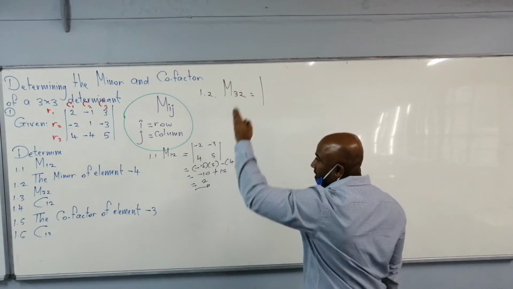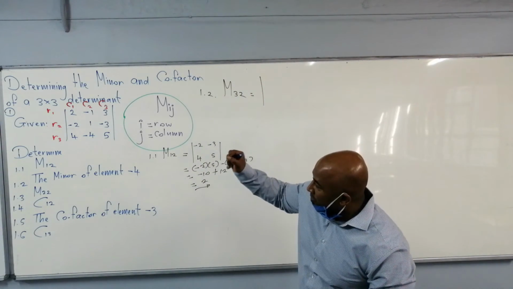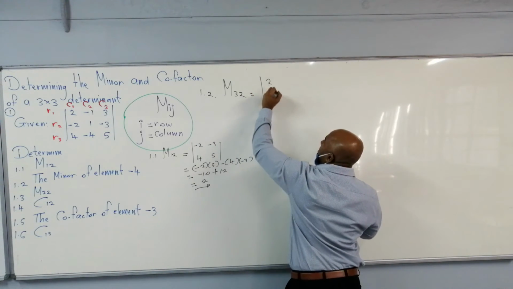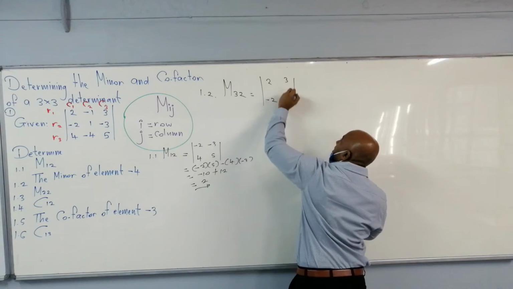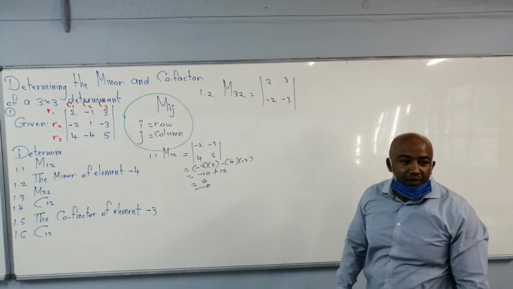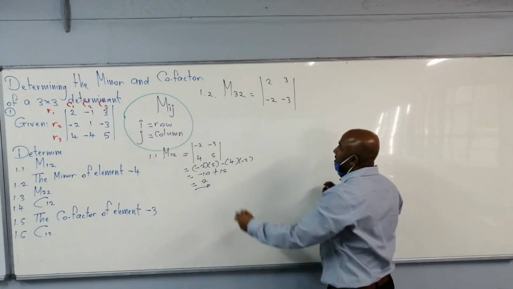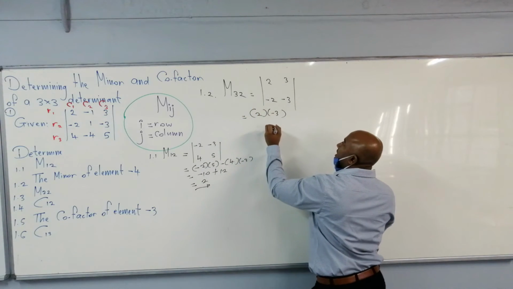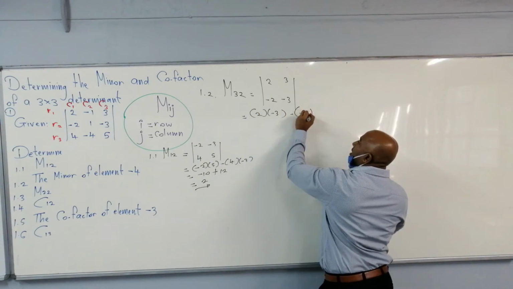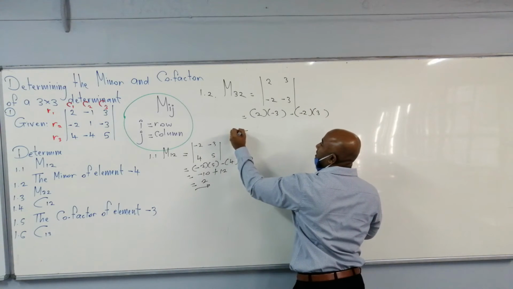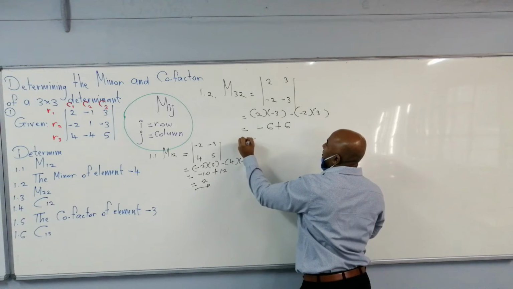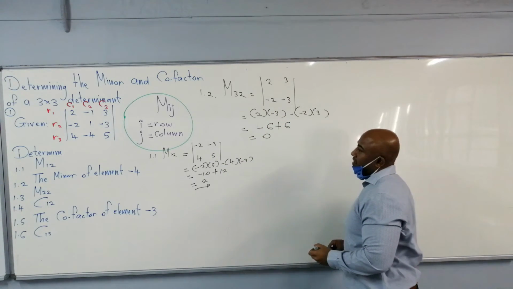Block row 3, block column 2, you are left with 2, -2, 3, -3. So that's 2, -2, 3, -3, and now simply evaluate it. So that's going to equal 2 times -3 minus 2 times 3. So that's going to be -6 plus 6 there, which is a 0.